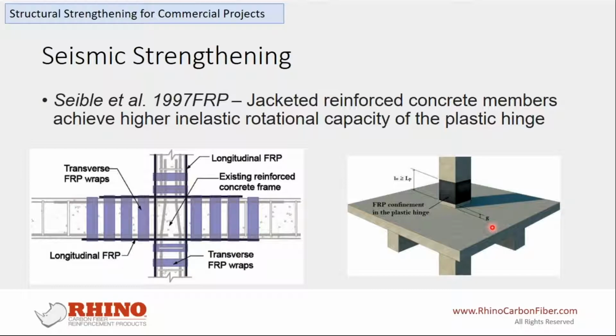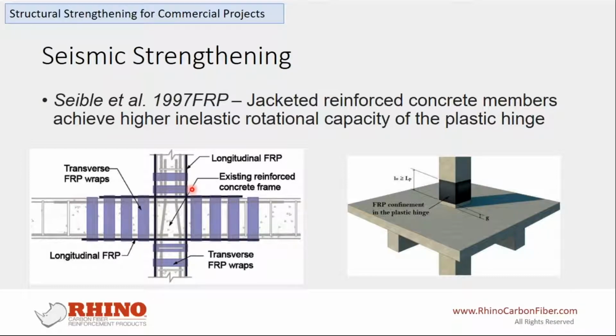You wrap around the column slab or column beam connection to achieve higher inelastic rotational capacity of the plastic hinge. That means under a certain seismic event, without proper design or such kind of strengthening, those connections will be waving like a long rubber stick. That means they don't have any strength anymore. It could be very dangerous. That's why we strengthen those connections using carbon fiber.